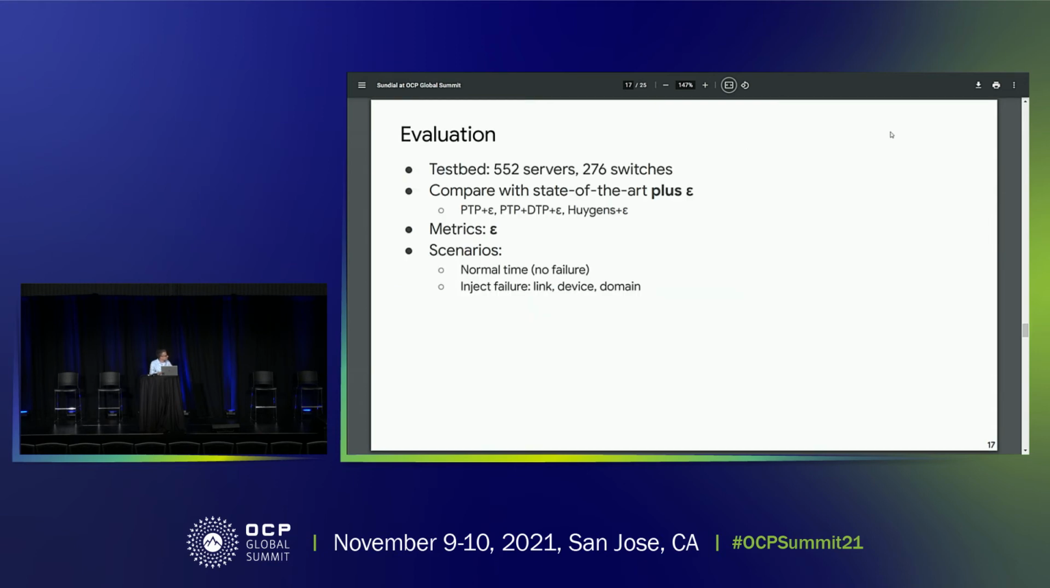In evaluation, we run different schemes in the testbed with more than 500 servers and more than 200 switches. We compare with other clock synchronization schemes. Since they don't provide a time uncertainty bound, we also enhance them with the calculation of a time uncertainty bound. We evaluate under different scenarios, including normal time when there are no failures, and we also inject different types of failures. Next slide, please.